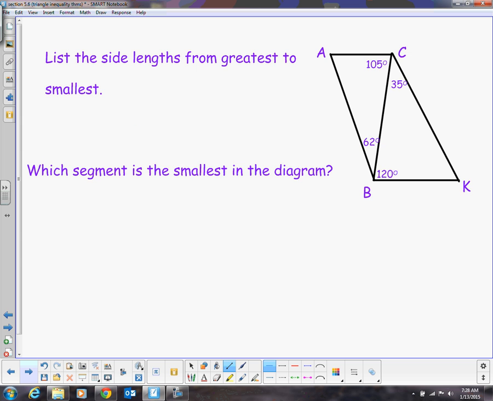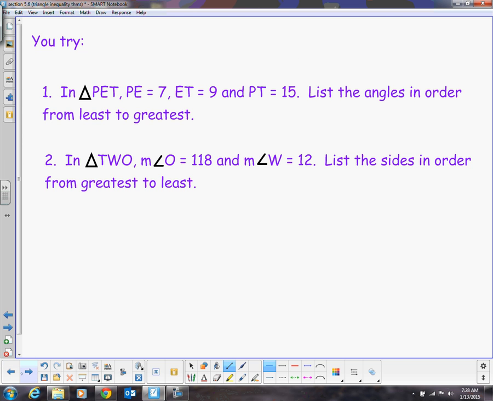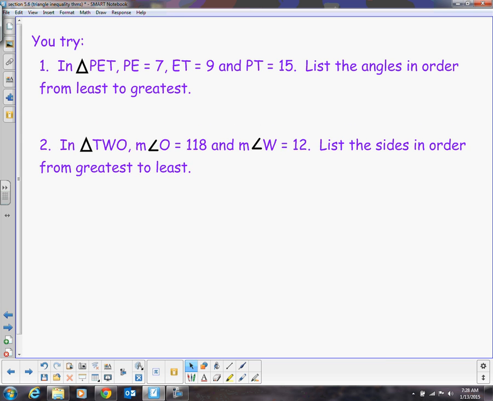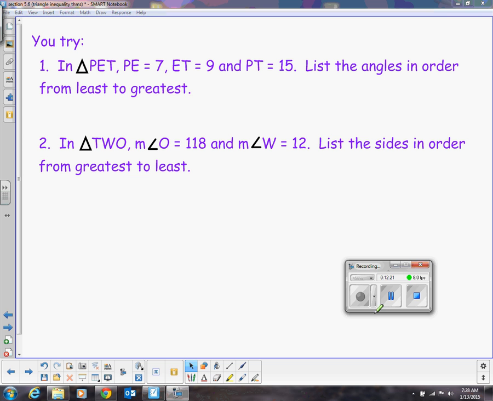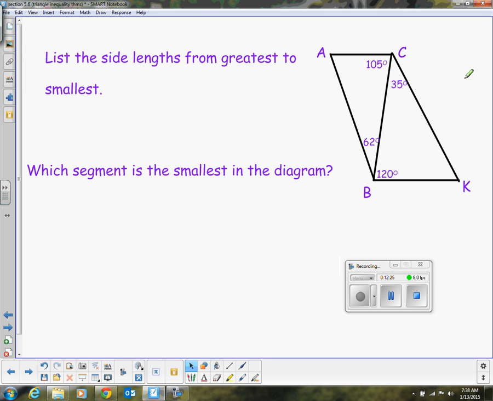All right, and I think that is, oh, now we're going to go here. I think we've got time for you to do this. In a perfect world, we would have time to do this all the time. So what I want you to do is problem 1. Same thing, but look, it says list the side lengths from greatest to smallest. So we can't do anything until we find out what this angle up here is, correct? How do we find this angle?